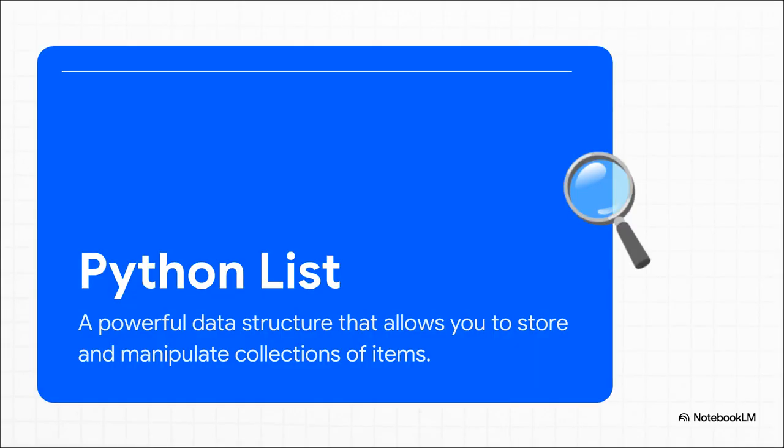At its heart, a Python list is just a collection of stuff. But the real magic, the secret sauce, is something called mutability. It's just a fancy word that means you can change the list after you've created it. And that is exactly what we're going to master today.